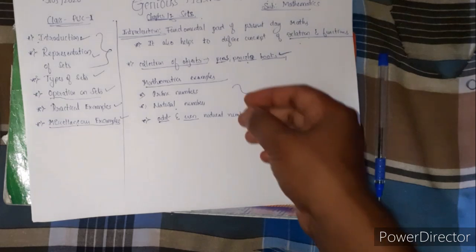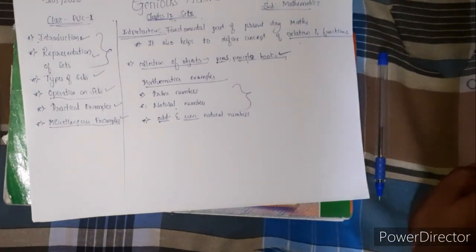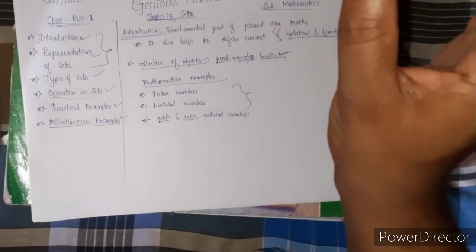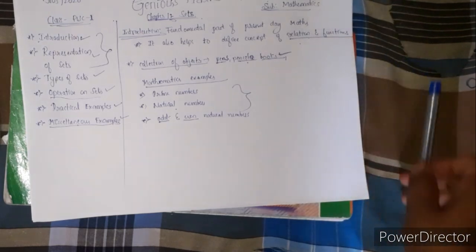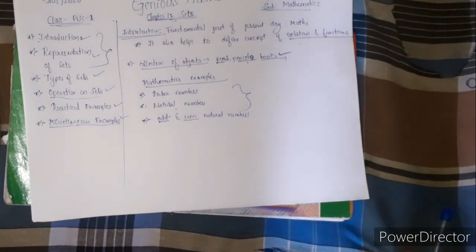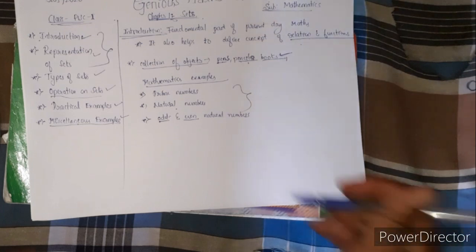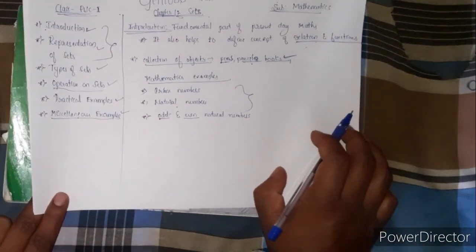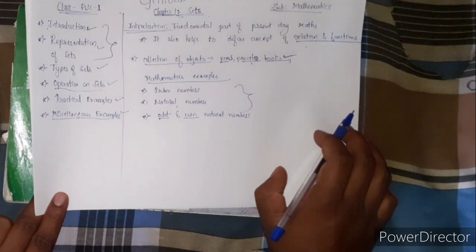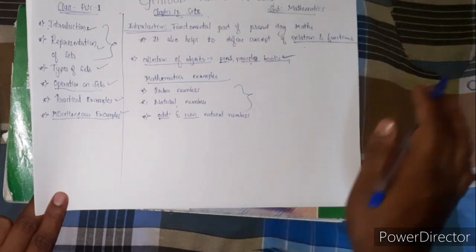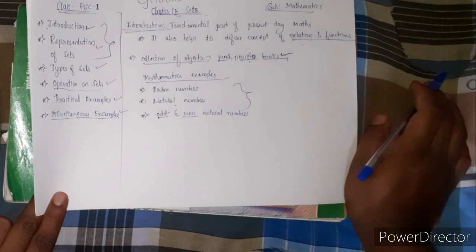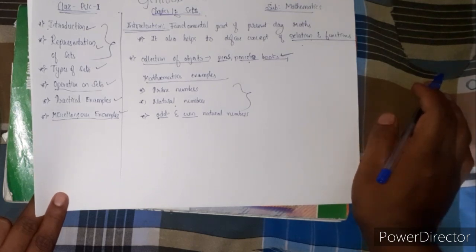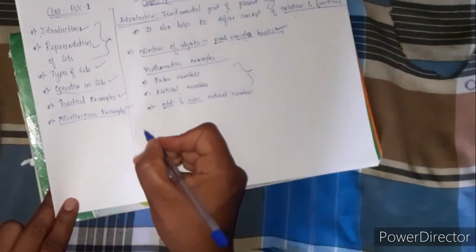But how can you say these are sets? What is the exact definition of a set? In order to define the concept of a set, first we have to consider some examples which are sets, and which are not sets. In order to define a set, which parameters are very important? Let me consider some examples here.